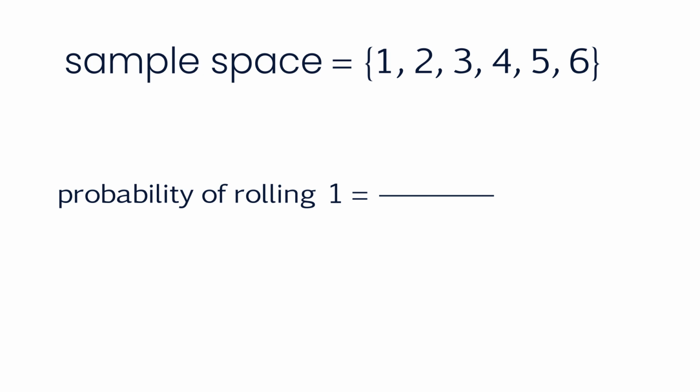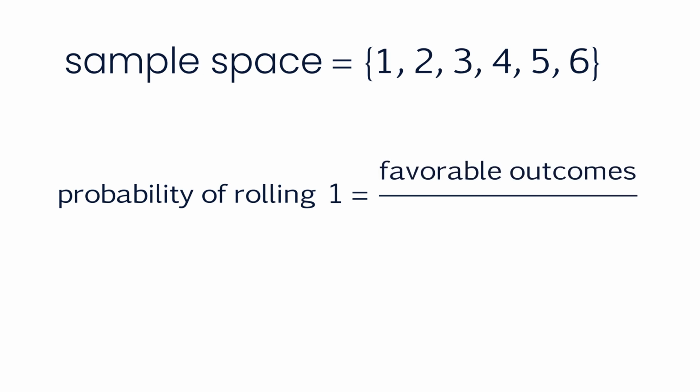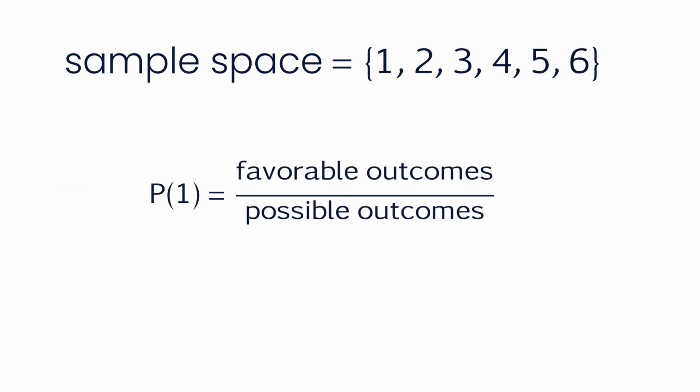You do this by dividing the number of favorable outcomes by the number of possible outcomes. A smart notation to use to save time is P of 1. P is short for probabilis, which is the Latin word for probability. Inside the parentheses is the name or description of the event. Here, P of 1 is the probability of rolling a 1.